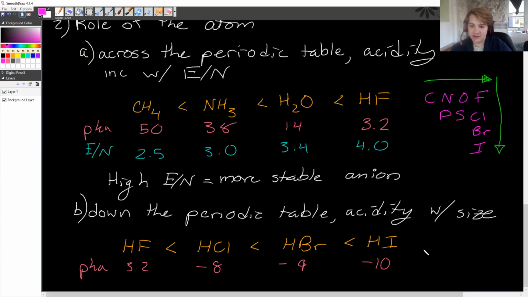And the reason for that is because there's more space, there's more volume. So a bigger atom is able to hold on to that negative charge, that negative charge is able to be distributed over a larger volume, and be a little bit more stable. I guess that's the way to say that.